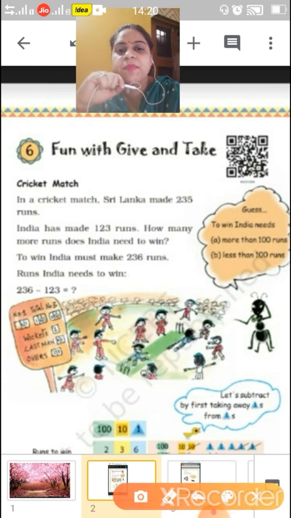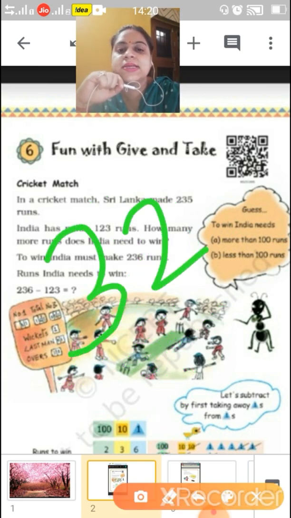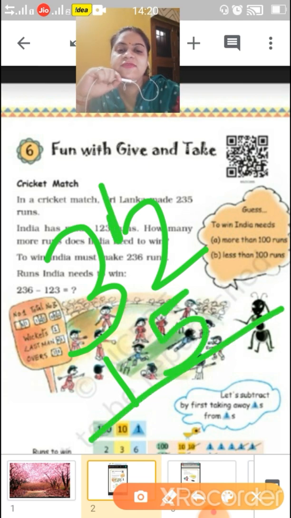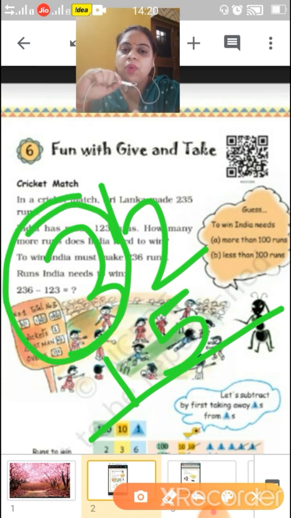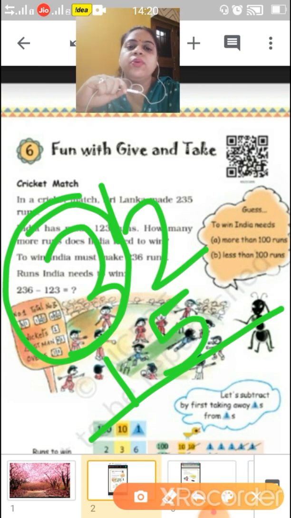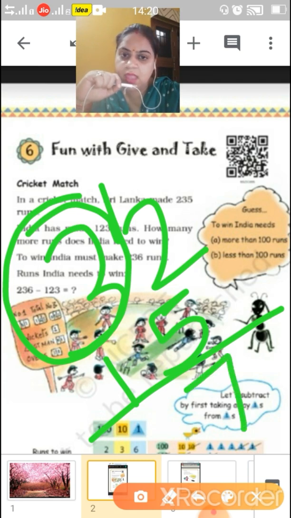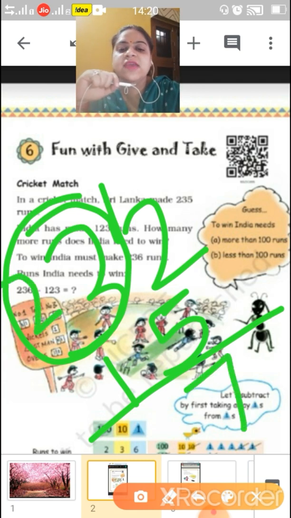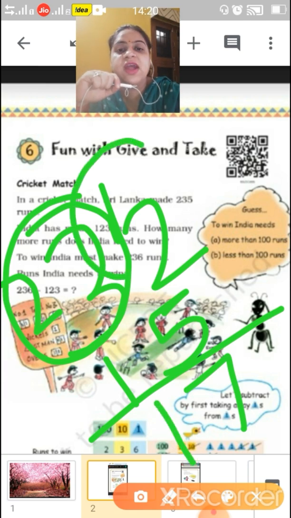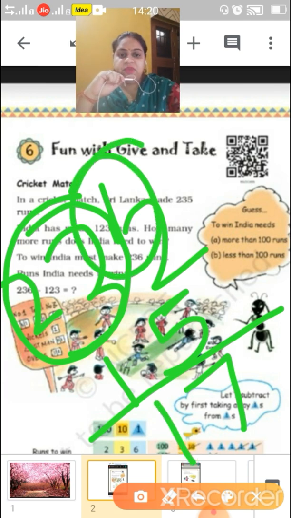Now for example take, like 32 minus 15. When we are taking a carry from 3, that is take. We are taking a carry from 3, 1 to 12. Now 12 minus 5 is 7. Understood? Now 2 minus 1 is 1. So when we are taking this 1 for subtracting 5, that is your take. I hope it is clear to you. This we have done, give and take.